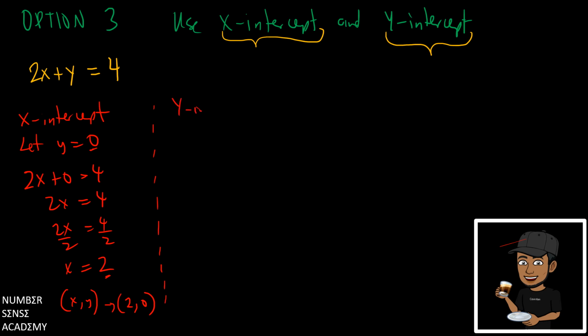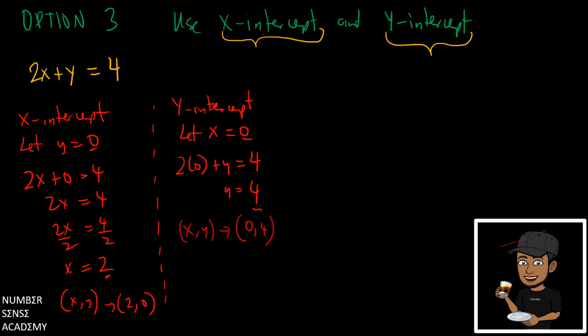Now let's do the y-intercept. So over here, we're going to let x equal 0. So I have 2 times 0 plus y equals 4. 2 times 0 is 0, so what I'm left with is y is equal to 4. So I have x equals 0 and y equals 4. So that coordinate becomes (0, 4). Now I could graph. So again, I'm going to use that information to build my graph.